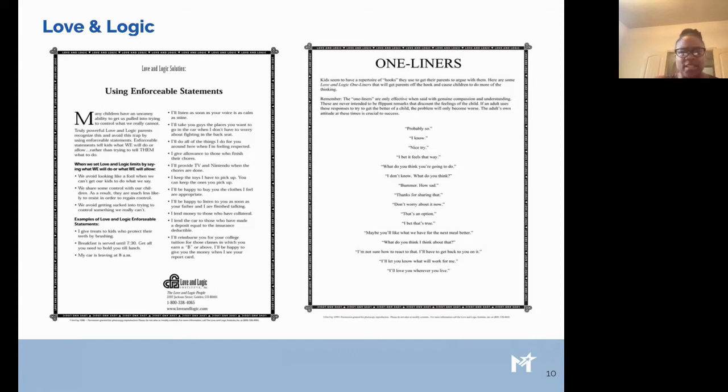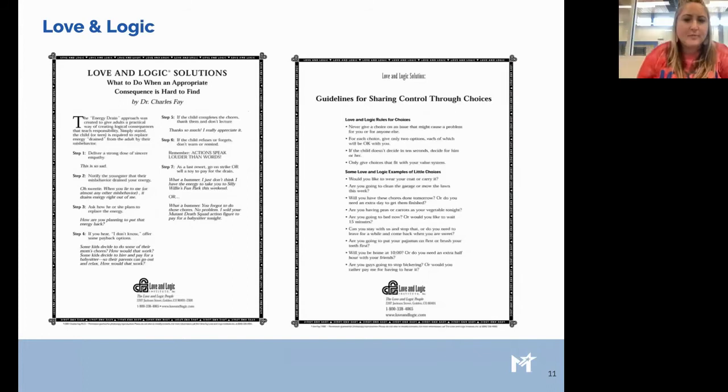What is the next one? Is the next slide the same? Nope, there you go. The next slide basically gives you what to do when an appropriate consequence is hard to find. And it gives you the different steps that you go through. And it looks like it's 7 steps.